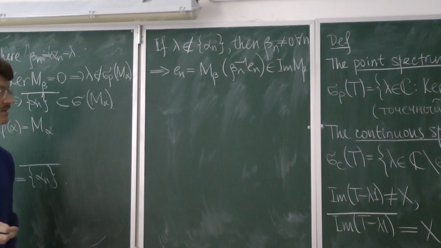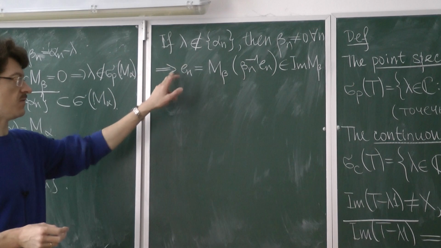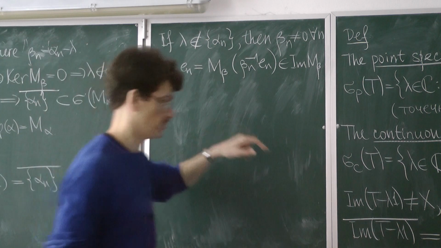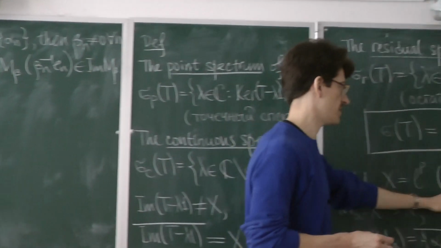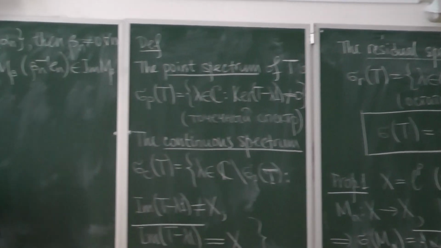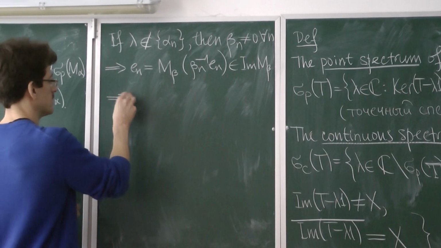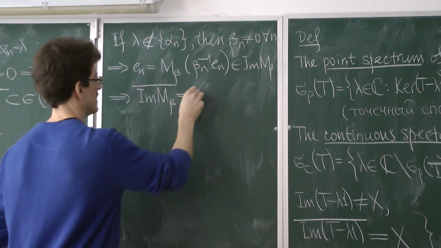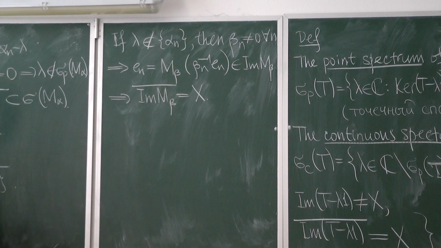On the other hand, the linear span of all these elements e n is dense in X. So X is little l p where p is finite, or little c0. In all these cases, the linear span of all these elements e n is dense, and so we conclude that the image of M beta is dense in X. So lambda is not in the residual spectrum, so the residual spectrum is empty.